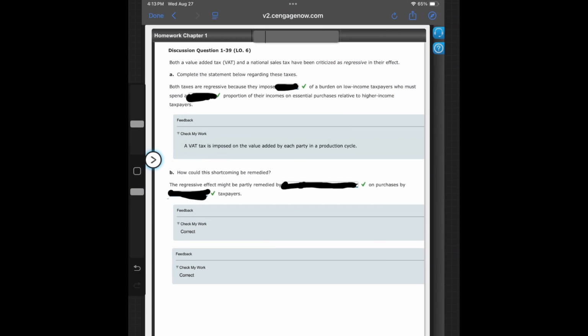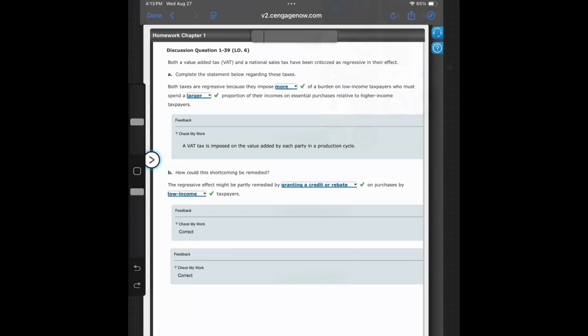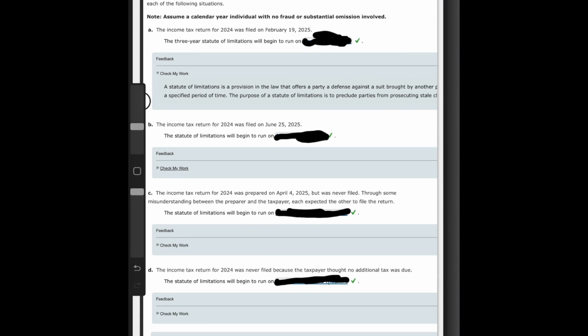All right, I think this is the one I'm missing, and to do it quickly, this one's going to be larger. This one's going to be granting a credit or rebate. And this one's going to be low income. I got to do this one quickly, so oops, didn't mean to do that. Okay, so here's this one.